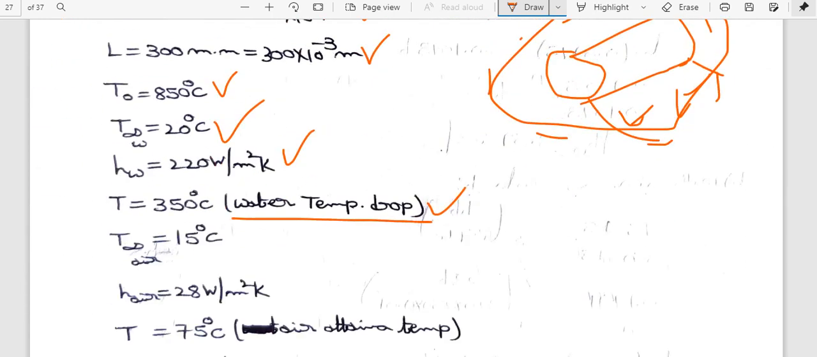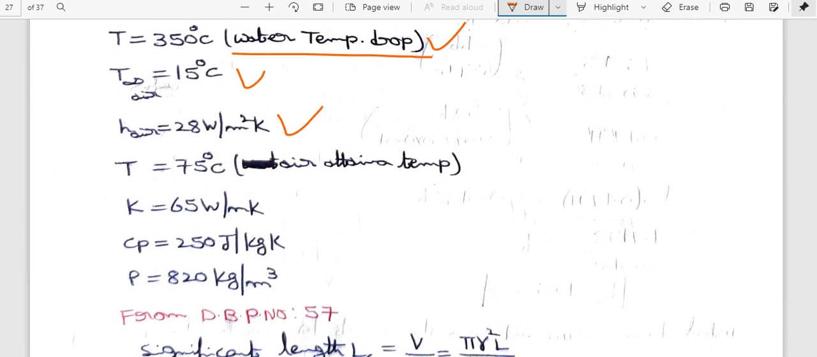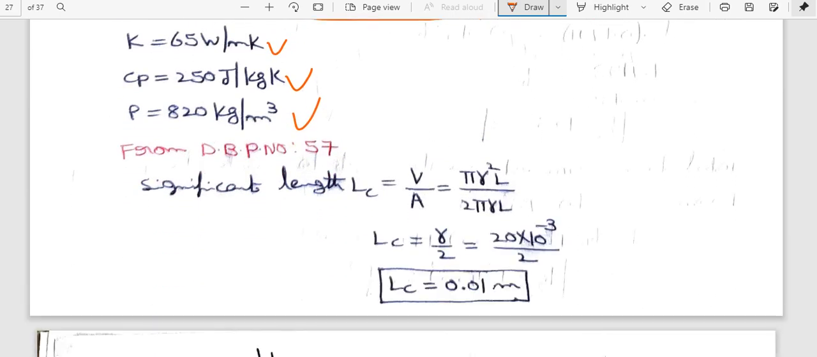So here the water drops the temperature to 350 degrees, and the air temperature is 15 degrees, and the air convective heat transfer coefficient h is equal to 28, and the air attained temperature is 75, and k is equal to air, and Cp and density. So from the data book page number, here this is the cylindrical object.